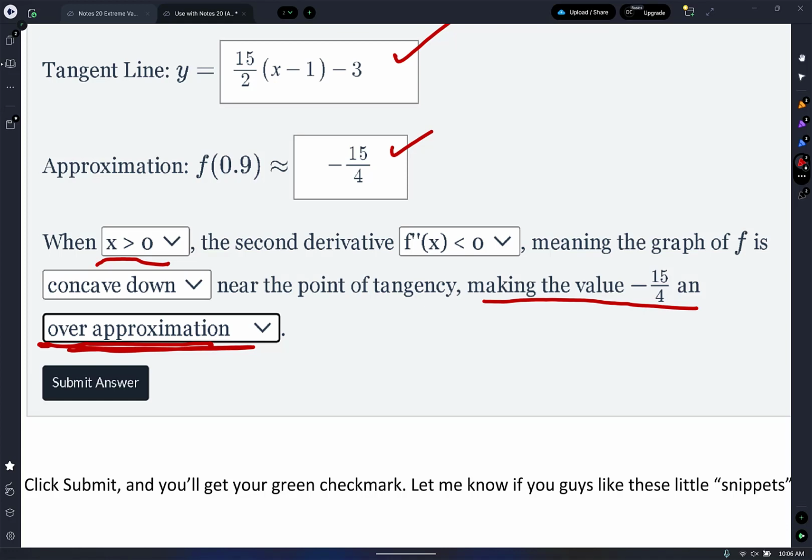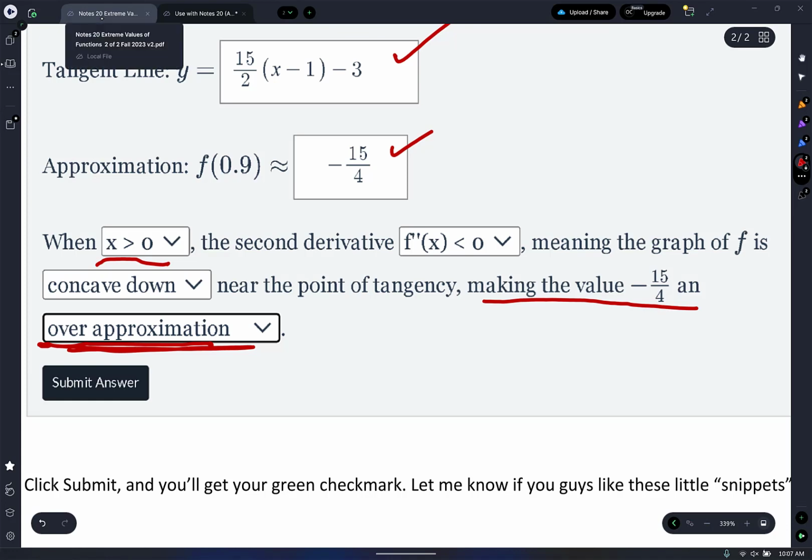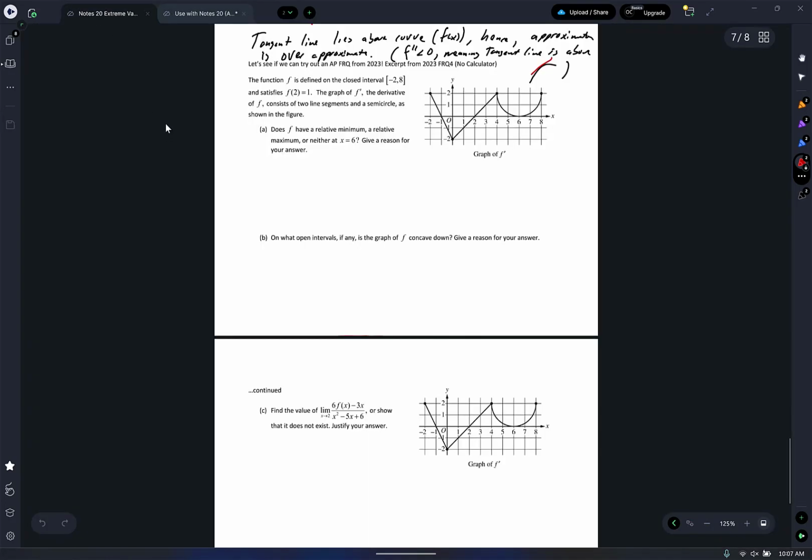Do we know why it's an over approximate? Because the tangent line lies above the curve, lies above f of x. Cool or not cool? Yeah. Cool. So I think when you get to that, you'll be able to kill it. Okay. All right, let's go to notes 20 now.